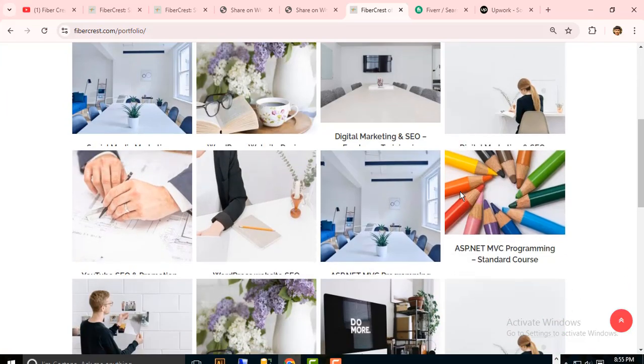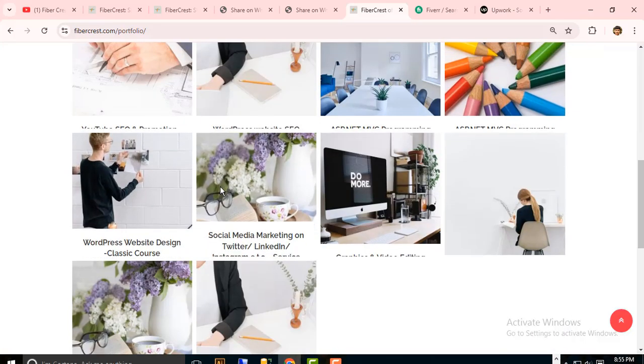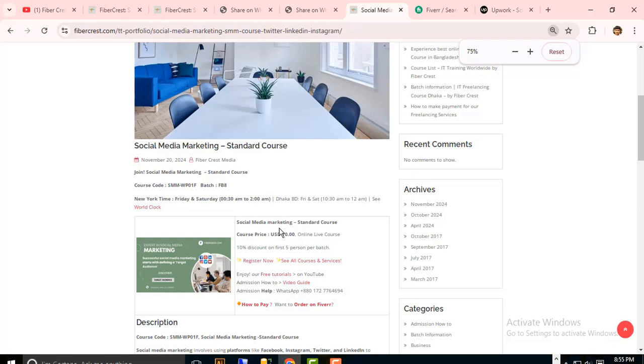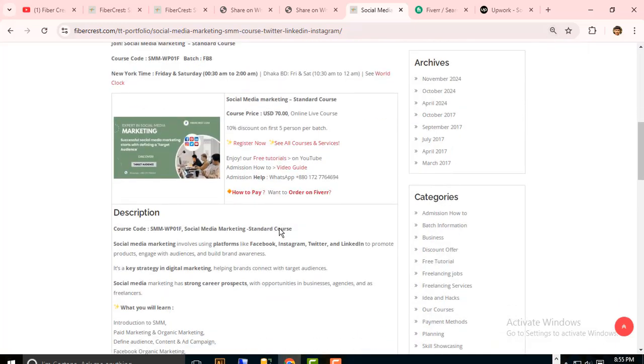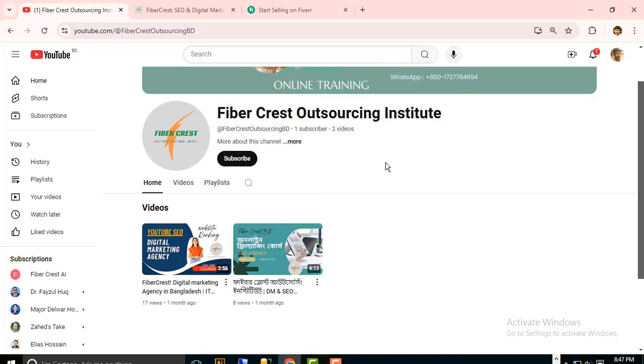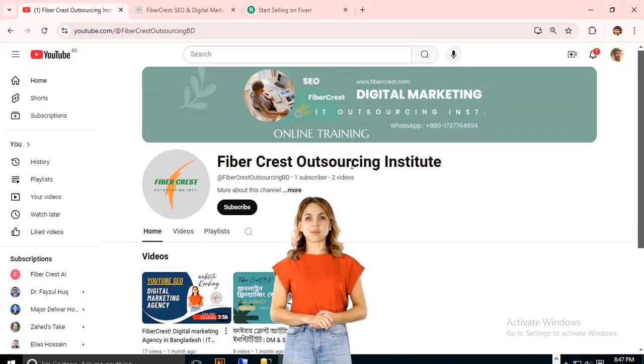Learning social media marketing equips you with skills to create effective campaigns, reach wider audiences, and drive engagement. It's a key strategy in digital marketing, helping brands connect with target audiences.